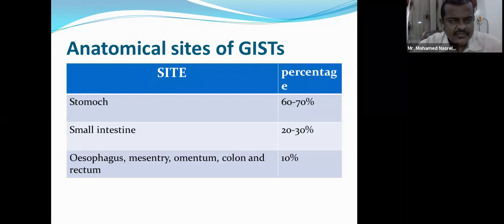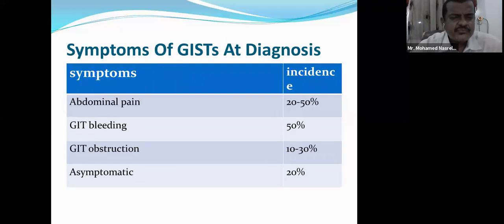Anatomical sites of GIST: most gastrointestinal stromal tumors are found in the stomach, in 60 to 70%, then the small intestine in 20 to 30%. Others, such as esophagus, mesentery, omentum, colon, and rectum, account for only 10%. Symptoms of GIST at the time of diagnosis are abdominal pain in 20 to 50%, GI bleeding in 50% of patients, GIT obstruction in 10 to 30%, and in 20% they are asymptomatic, especially those with small tumors.